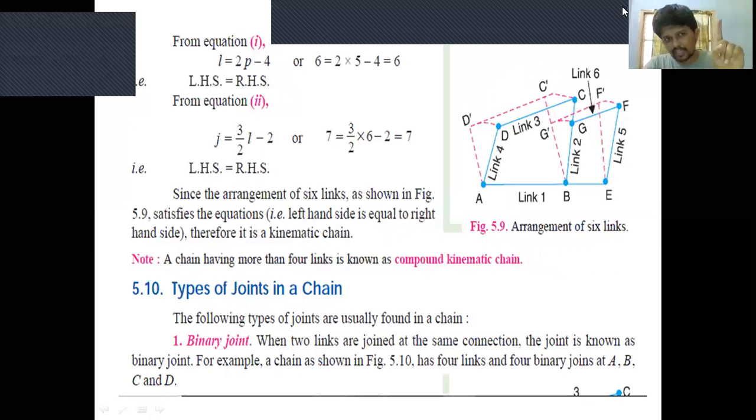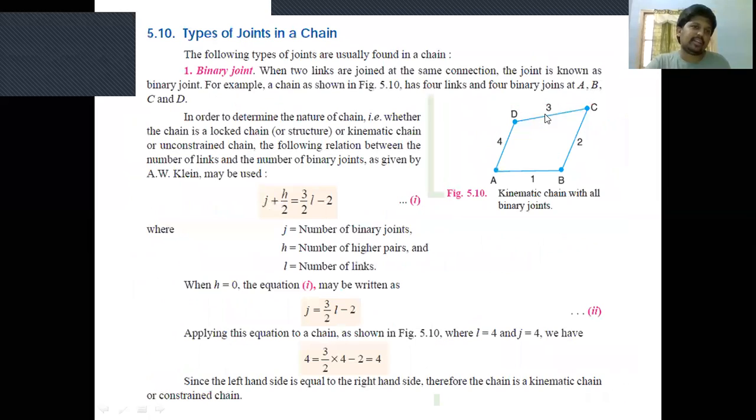The first one is binary, the second one is ternary, and the third one is quaternary. We'll see what is a binary joint. The name itself explains that binary means it has two things, right? We have a small example of binary joints here.